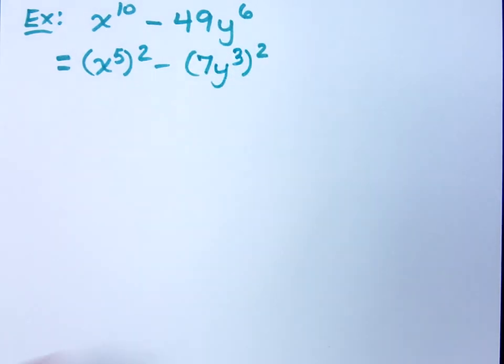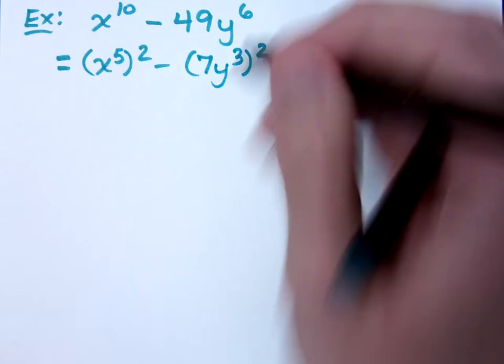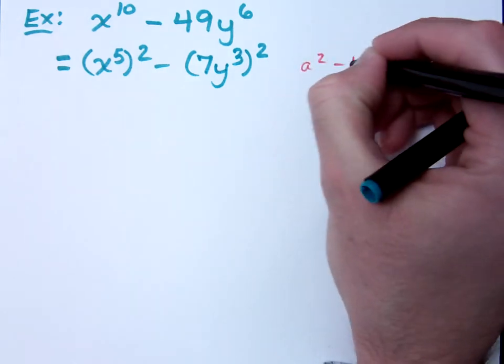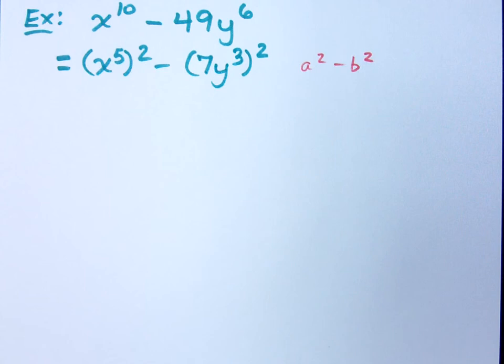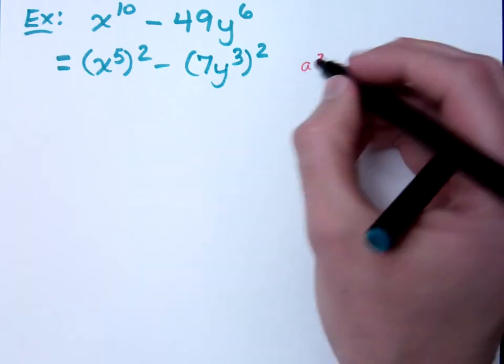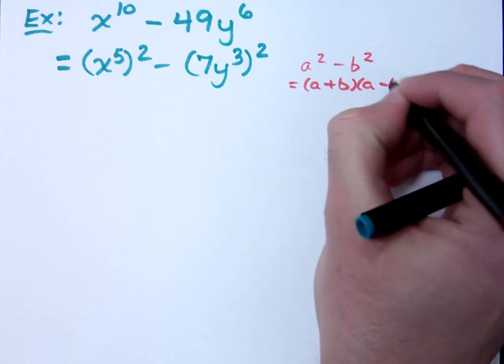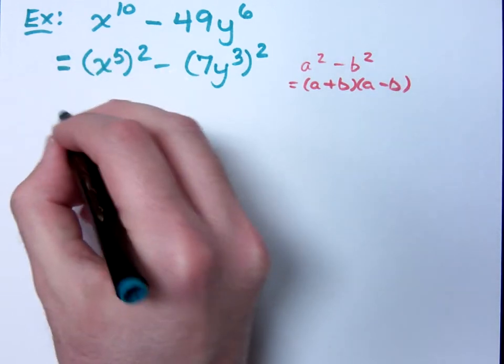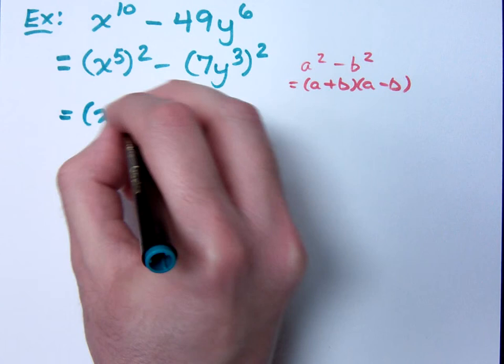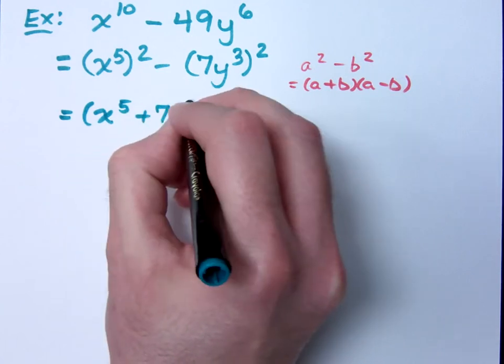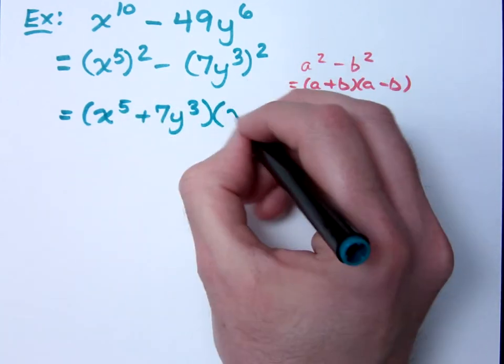So do you have something that's set up in that form, a squared minus b squared? It's a squared minus b squared, right? So then how does it factor? X to the 5th minus 7y to the 3rd. Right, you got x to the 5th plus 7y to the 3rd, and then what?